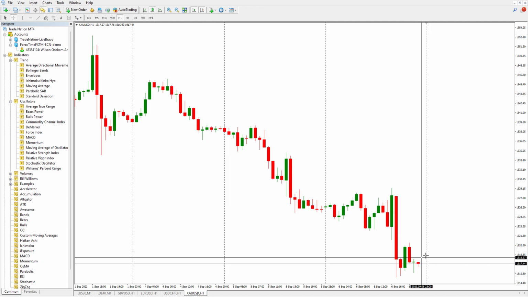Okay, so as I was saying, every pending order should have an entry price, a stop loss, and a take profit. So since I want to place a buy stop on gold, my entry price, the rule is each pending order must be minimum 10 pips above market price, otherwise it will not be executed.